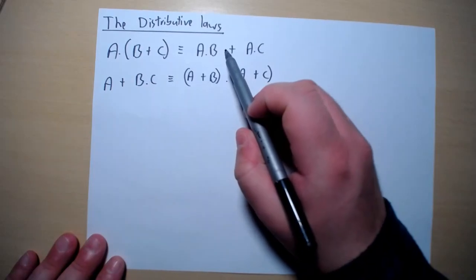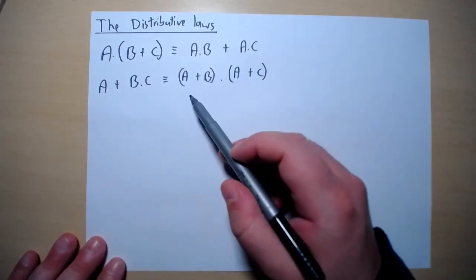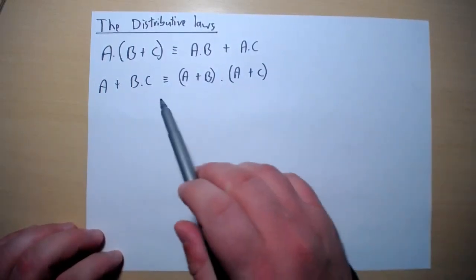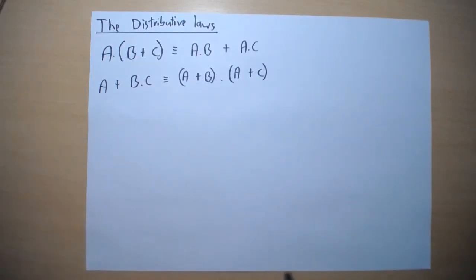The first one is quite straightforward to explain. The second one, we will have to do a mathematical proof using Boolean expressions to explain it. So let's focus on the first one.